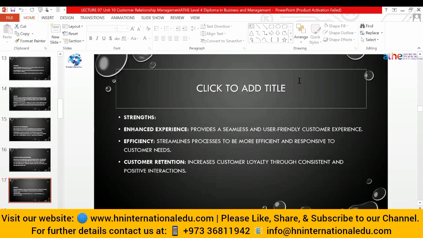Strengths. Enhanced experience: provides a seamless and user-friendly consumer experience, without any ambiguities. Efficiency: streamlines processes to be more efficient and responsive to consumer needs. That is, when you are working to provide the best services to the consumer by satisfying them, you're actually working on efficiency as well, because your productivity is increasing and the consumer satisfaction rate is also increasing. Customer retention: increases customer loyalty through consistent and positive interactions. That is always gaining 5 stars, not 4.8, not 4.